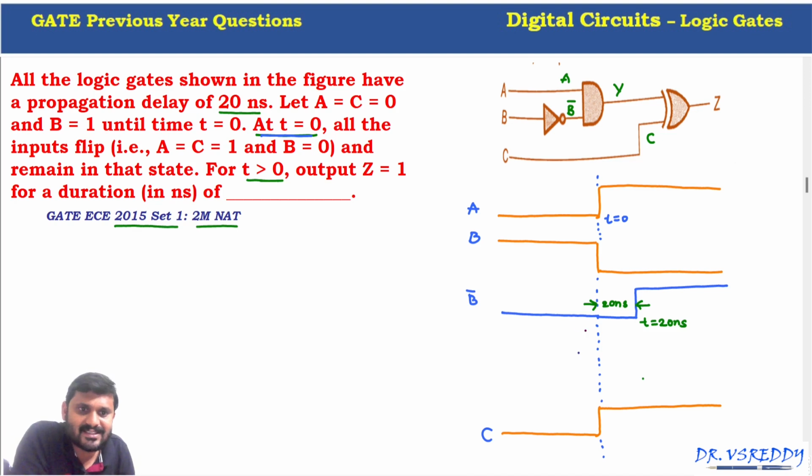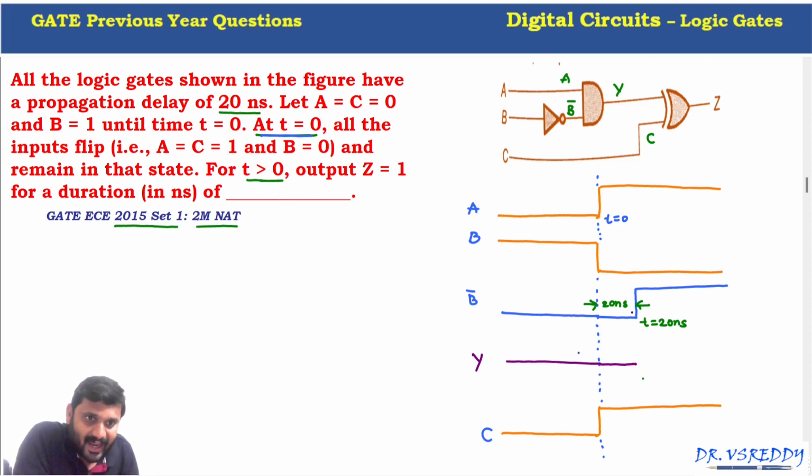At T less than 0, A is equal to 0 and B complement is anything. If one input is 0 for this AND gate, the output Y is also 0. So till T equals 0, the output Y is also 0. Even at T equals 0, A becomes 1 and B becomes 0. Now here one input is 0, at T equals 0 nanoseconds also B is 0, A equals 1, till then the AND gate output is 0.